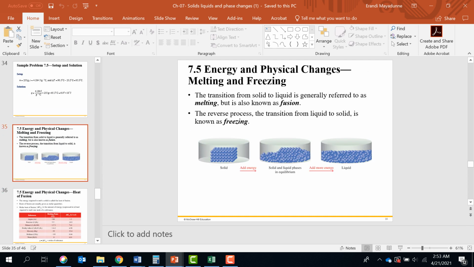So when we do the physical changes, what are the physical changes? Water, like ice, can be melting. Ice is a solid. It melts and goes to the liquid. You slowly go to a solid and liquid phase, and then it goes to the liquid. When you add energy, a solid becomes a liquid. Solid going to liquid, we call melting, also fusion. Liquid becoming solid is freezing.